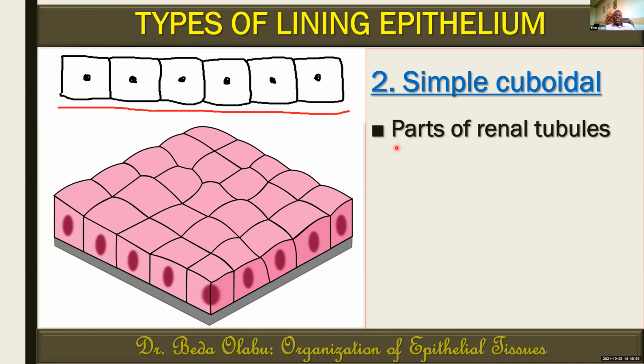Okay, sorry about that. Simple cuboidal epithelium is found in some parts of the nephron again, like maybe the proximal and the distal convoluted tubule, or the straight tubules, which could be the thick descending limb or the thick ascending limb. You may also find it in some parts of the collecting ductules and the proximal parts of the collecting ducts themselves.